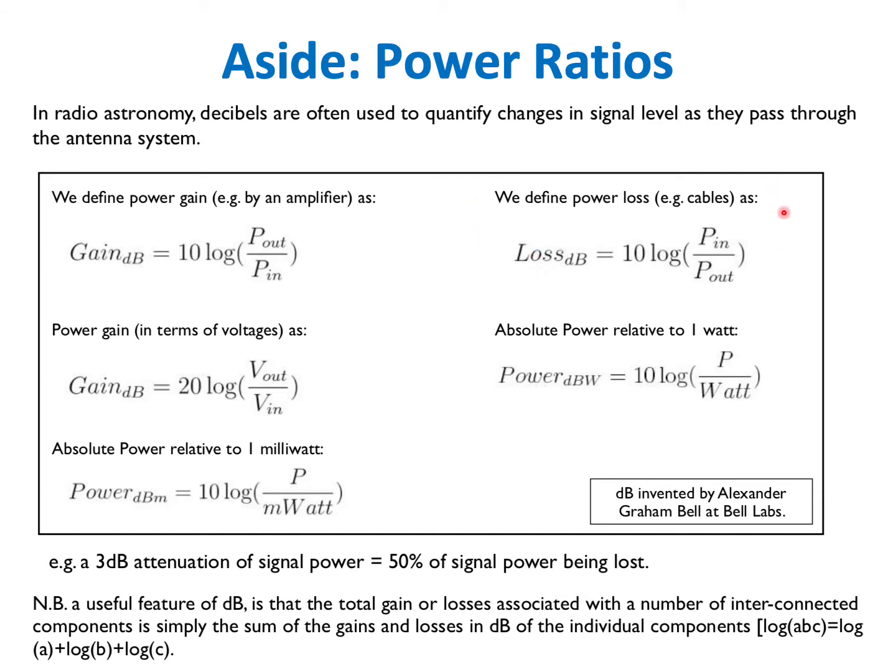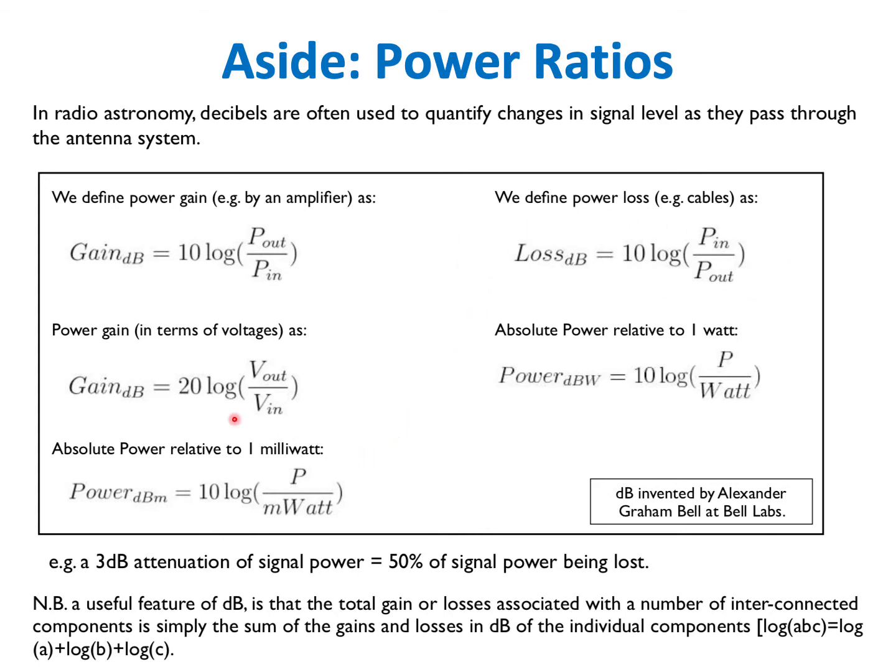Loss is very similar to gain, it's just you've reversed the ratio. So if we have less power out than we put in because we're transmitting a signal over a cable, then you can measure the loss in dB that way.